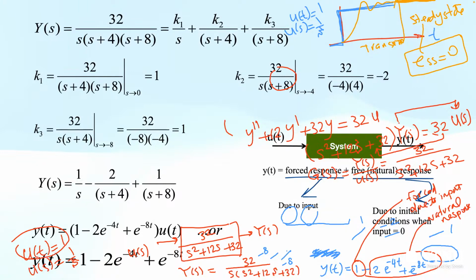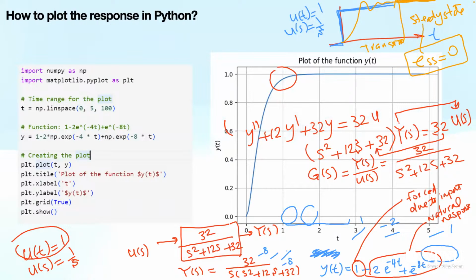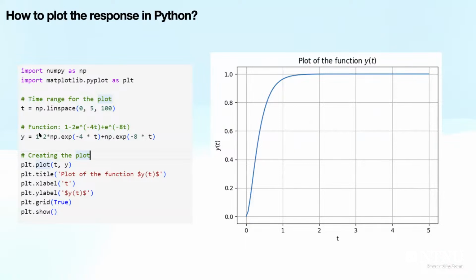Okay, now we solved this example. Now we can get the same results, and we can also use Python to plot it. If you want to use Python for plotting it, it should be easy. You just need to generate t, correct? And after that, write your function here and just plot it.